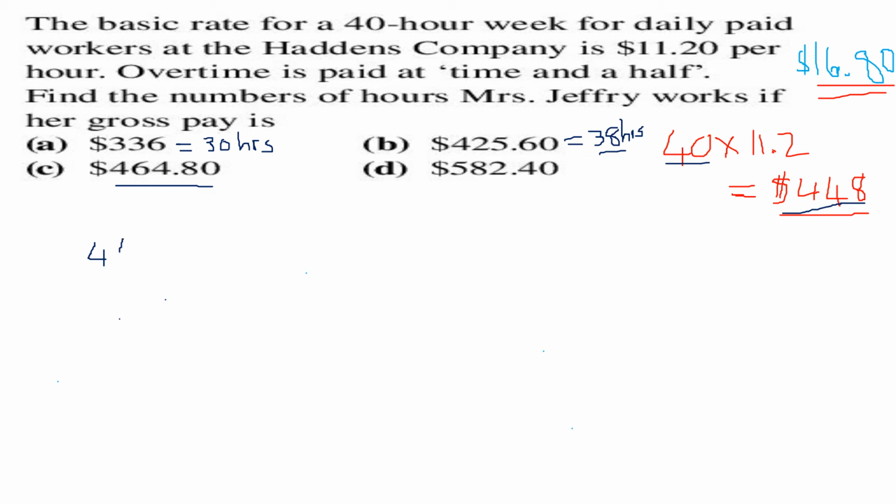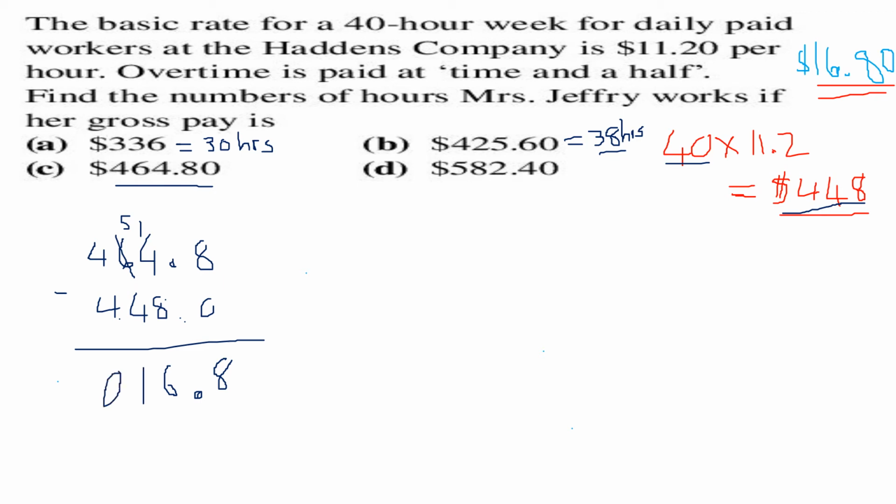So it's 464.8 minus 448, so I have to take away my 40 hours from that. Let's do this without a calculator. The 8 comes down, my point remains there. I have to do a little borrowing here. So 6 becomes 5 and 4 becomes 14. Then this becomes 6, then this becomes 1, and 4 cancels 4. Right. So our answer here is $16.80.